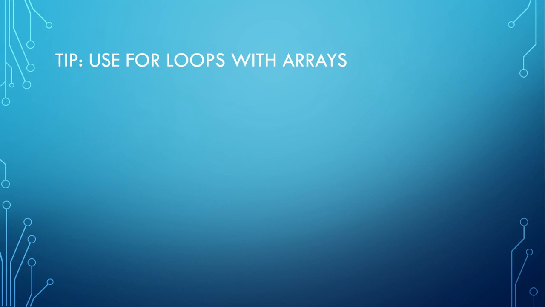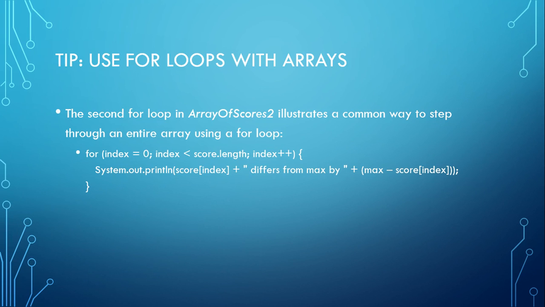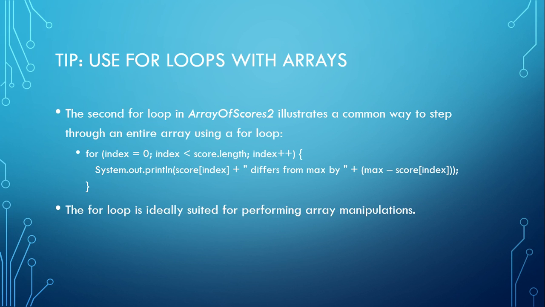Now here's a quick tip. We want to use for loops with arrays. So the second for loop in ArrayOfScores2 illustrates a common way to step through an entire array using a for loop: for (index = 0; index < score.length; index++), System.out.println(score[index] + " differs from max by " + (max - score[index])). Pretty straightforward. Now, the for loop is ideally suited for programming array manipulations.